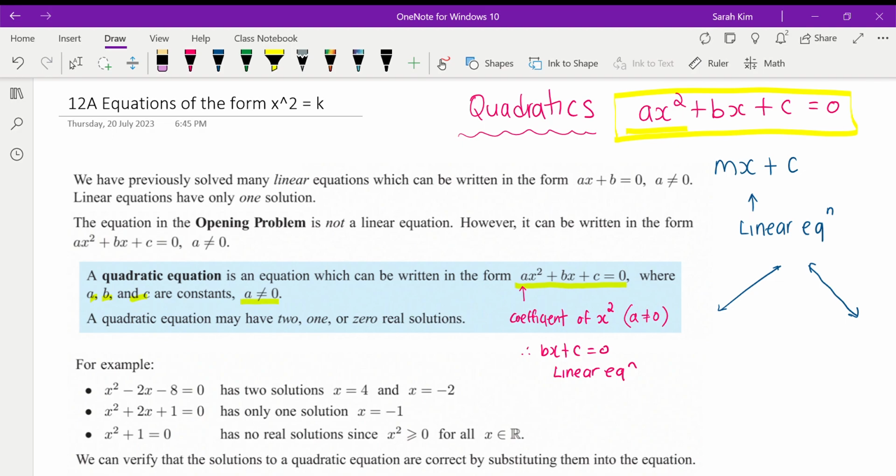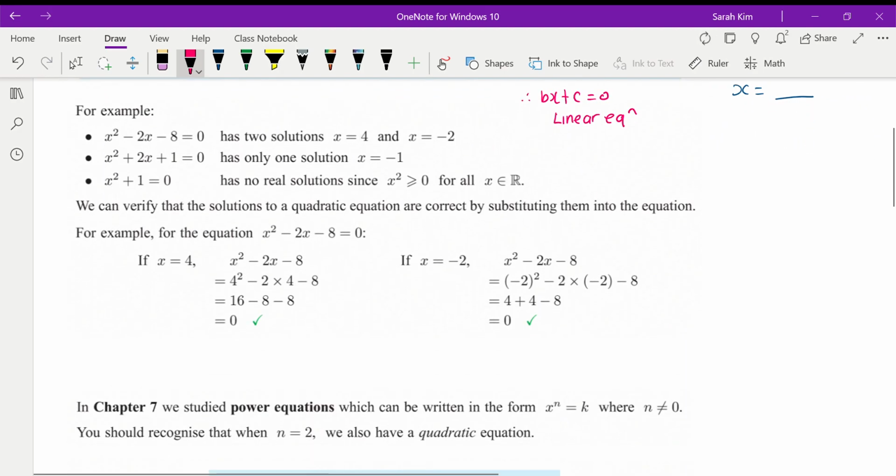Now with linear equations, you only have one solution. You only have x equals something as your answer. With quadratics, the equations that we're looking at now, these are the options: you can have 2, 1, or 0 real solutions. So you can have 2 real answers, 1 real solution, or 0 real solutions. We'll talk about that in a second and show you when you get those answers.